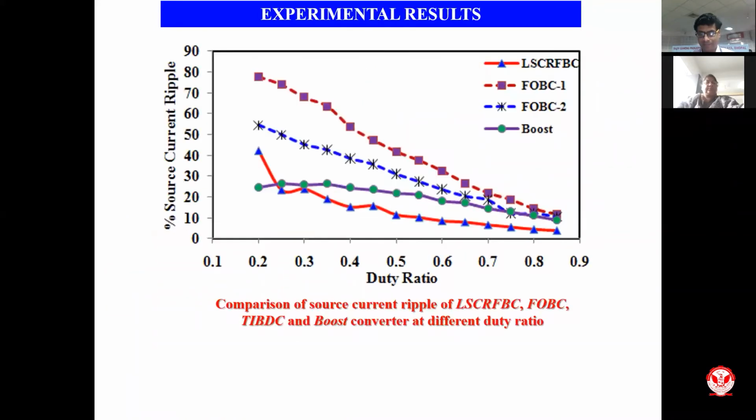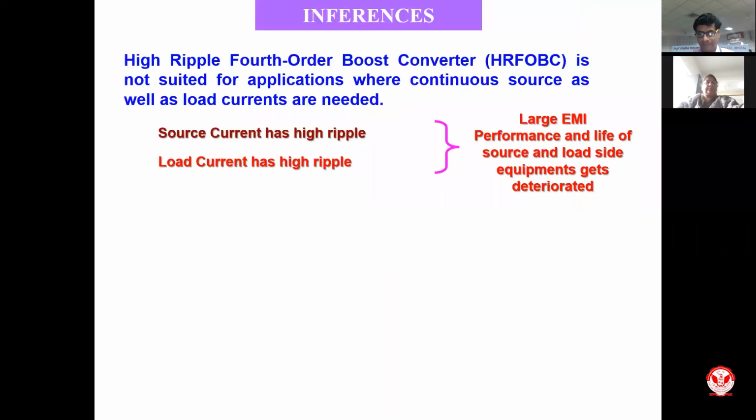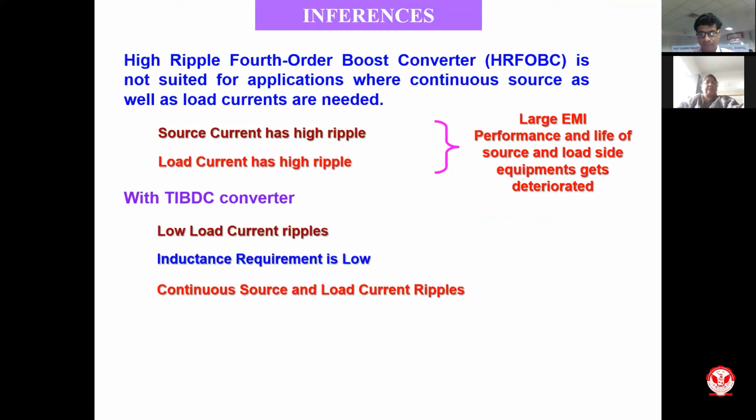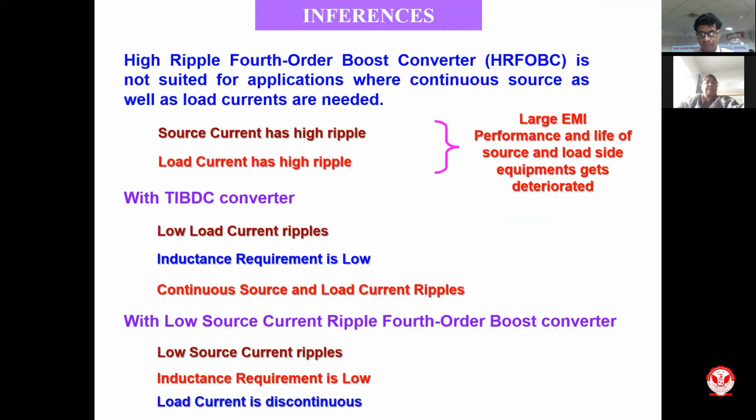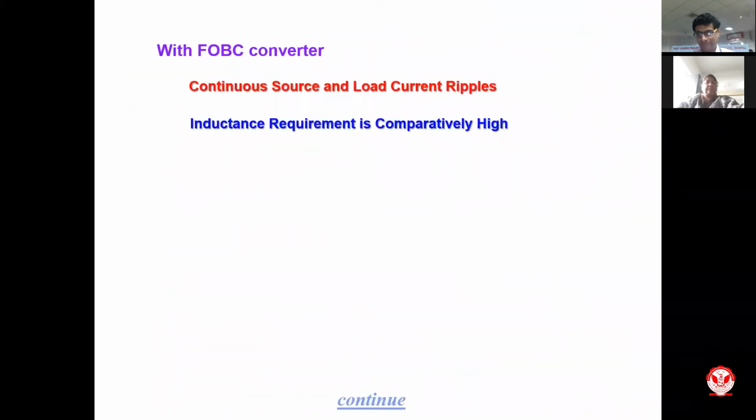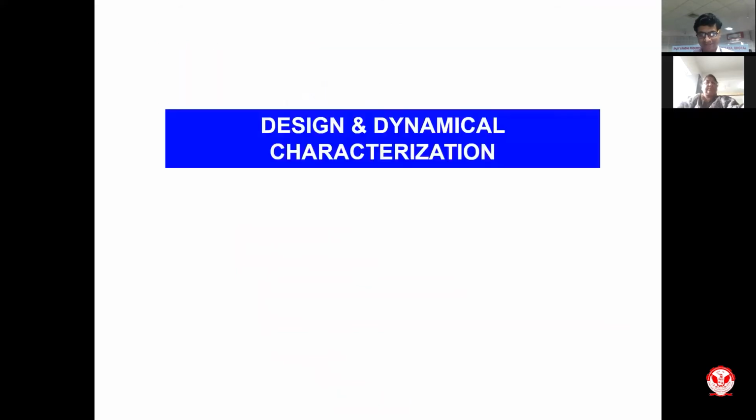This shows the experimental result for the change in the source current ripple against the increase in the duty ratio. So as you increase the duty ratio, the ripple content further goes down. So it again depends on what voltage levels you want to operate your converter at. Then you have the inferences. We have already seen which converters are suitable and which are not suitable. That's it. Then comes the design and the dynamic characterization.